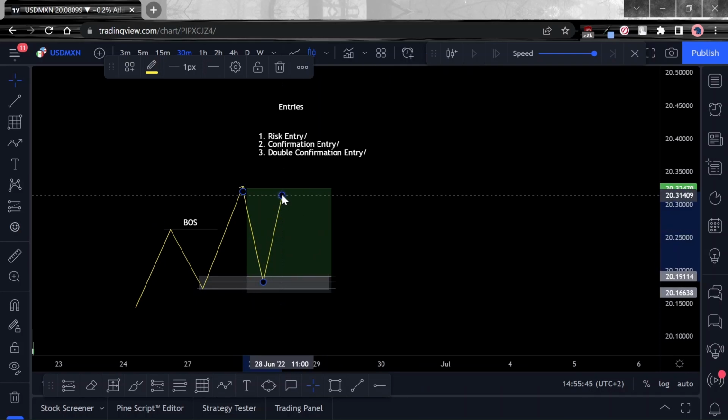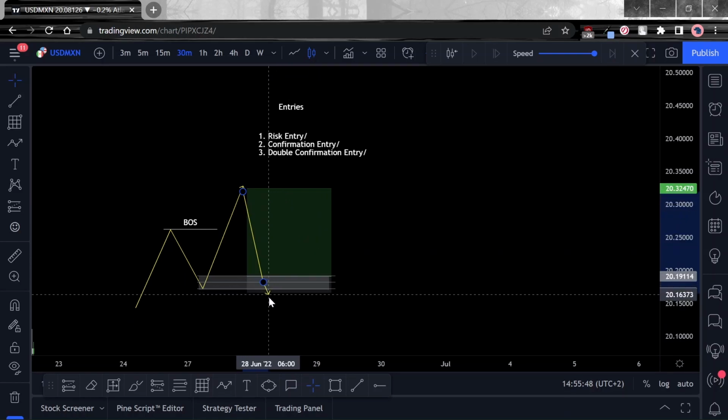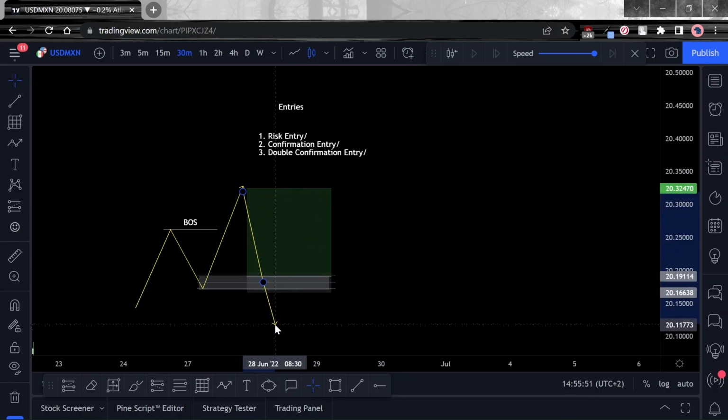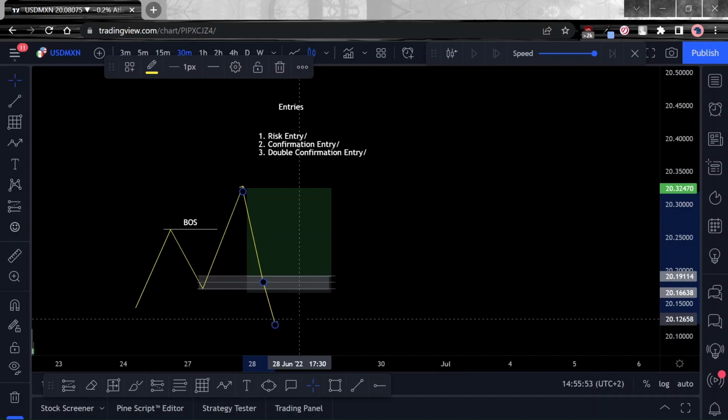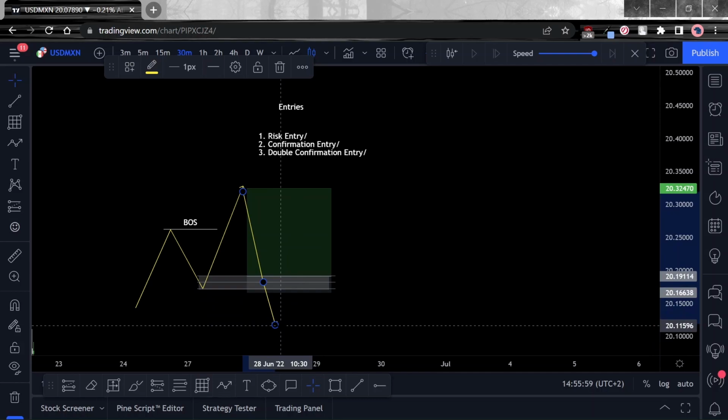Obviously, there's a number of disadvantages to this. Number one is price can easily trigger you and blow through, because obviously the market doesn't know you and it doesn't owe you respect when it comes to your POI, right? So it can easily blow through and you take a loss, which can happen a number of times.